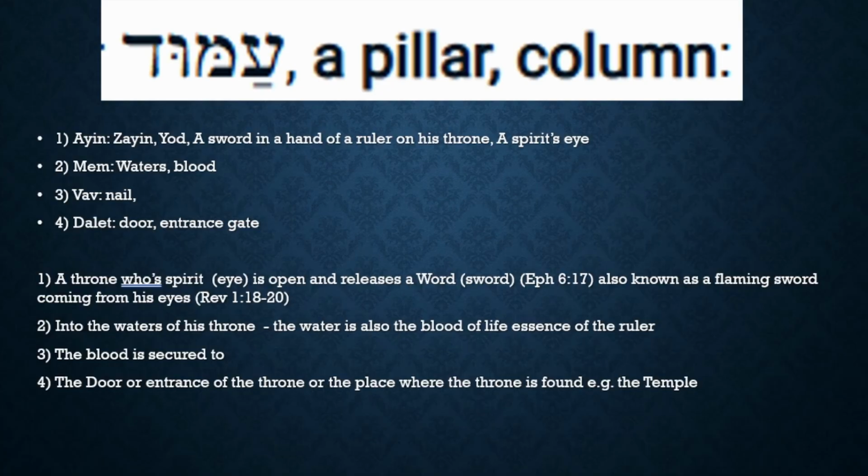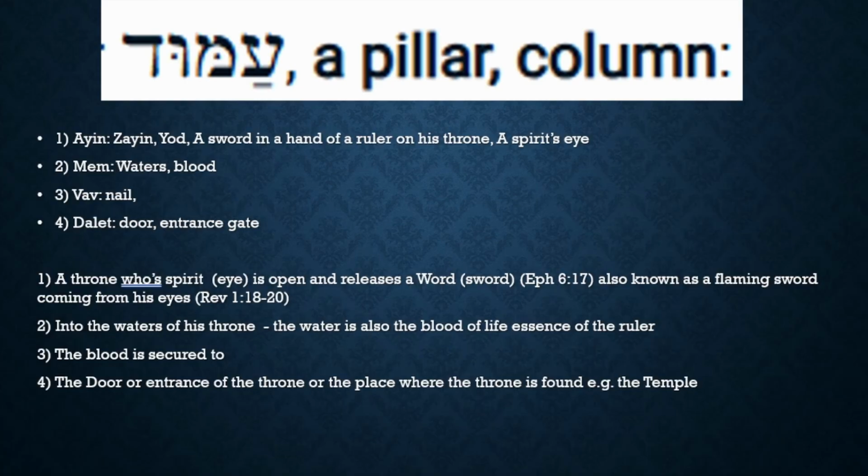So the blood of Christ is secured to your door. The entrance to a throne, or the place where this throne is found, for example in the temple. So a pillar is talking about your positioning in Christ.